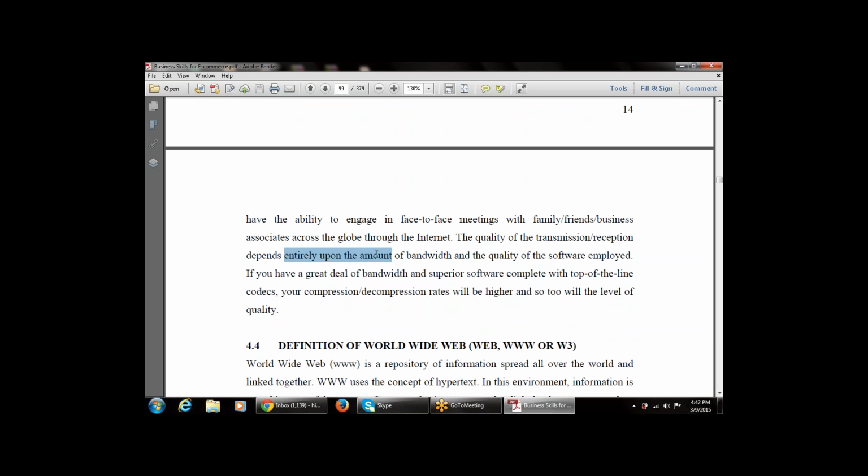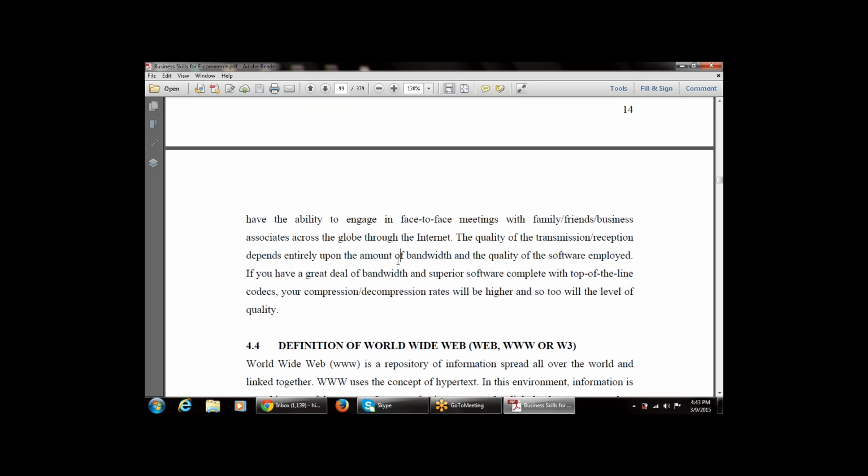The quality of the transmission and reception depends entirely upon the amount of bandwidth. So that is the main challenge. If there is low bandwidth on the internet, then everything goes to waste. So this is one of the main challenges of internet video conferencing: there must be a good bandwidth while using it. This is what we covered in the last class.